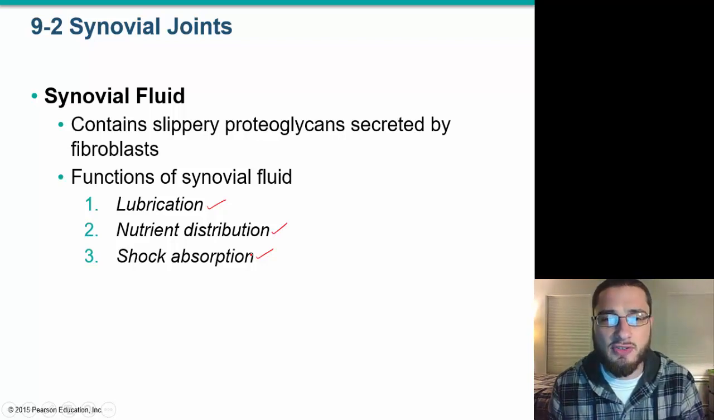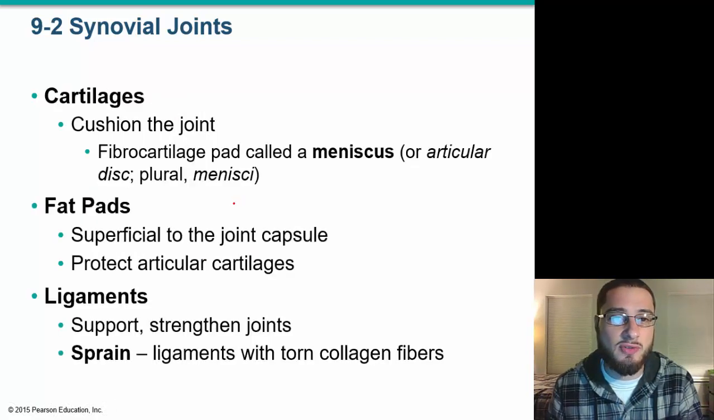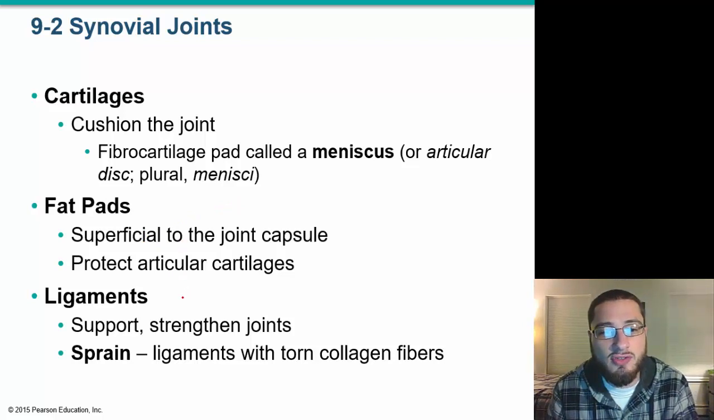And ultimately, that synovial fluid is also there for shock absorption. Cartilages are going to cushion the joint. We have fat pads that are going to protect the articular cartilages, and the ligaments are there to strengthen the joints. And oftentimes we hear about people getting sprains.